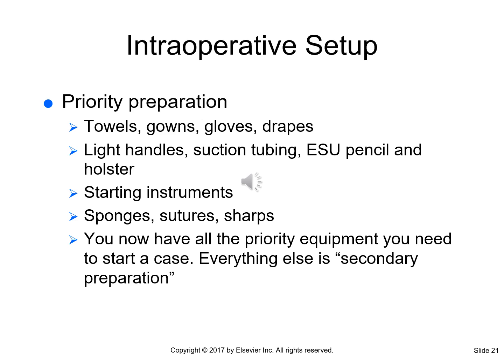So then obviously on your Mayo stand, you're going to have your starting instruments, the instruments that are most commonly used in the case, your sponges, sutures, and sharps. Those will also be part of the counts, but they can be on your back table or on your Mayo stand depending on where you need them. But obviously, they are priority instrumentation. And then you need to make sure you have all the priority equipment you need to start the case. And then after that, all the other stuff you use is called secondary preparation.